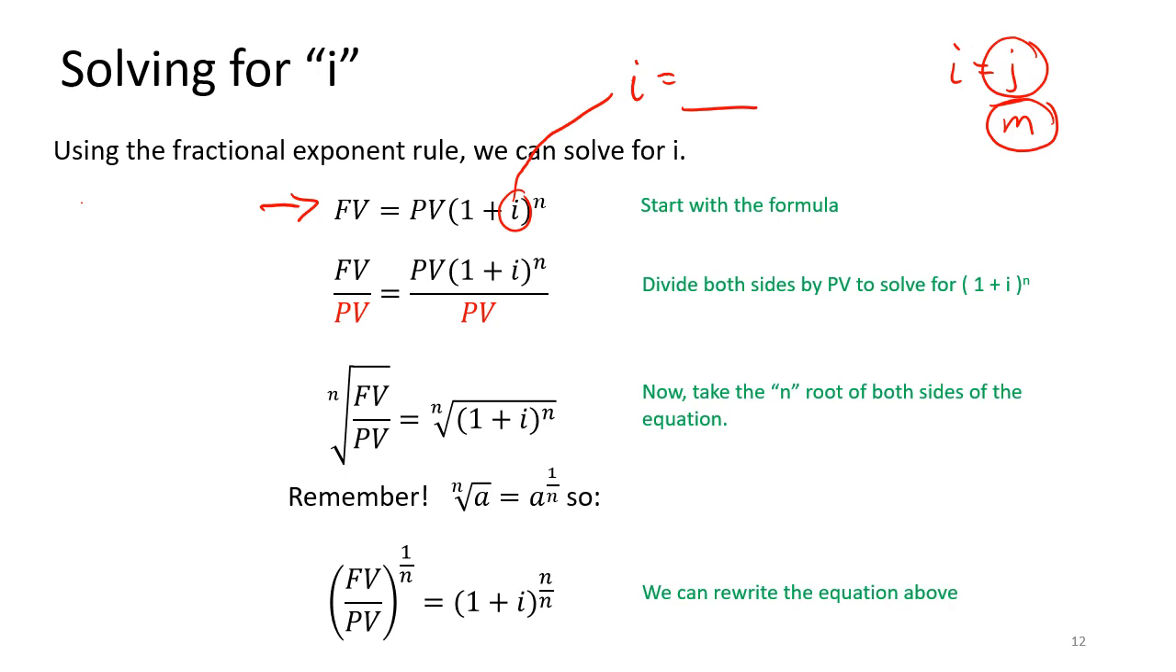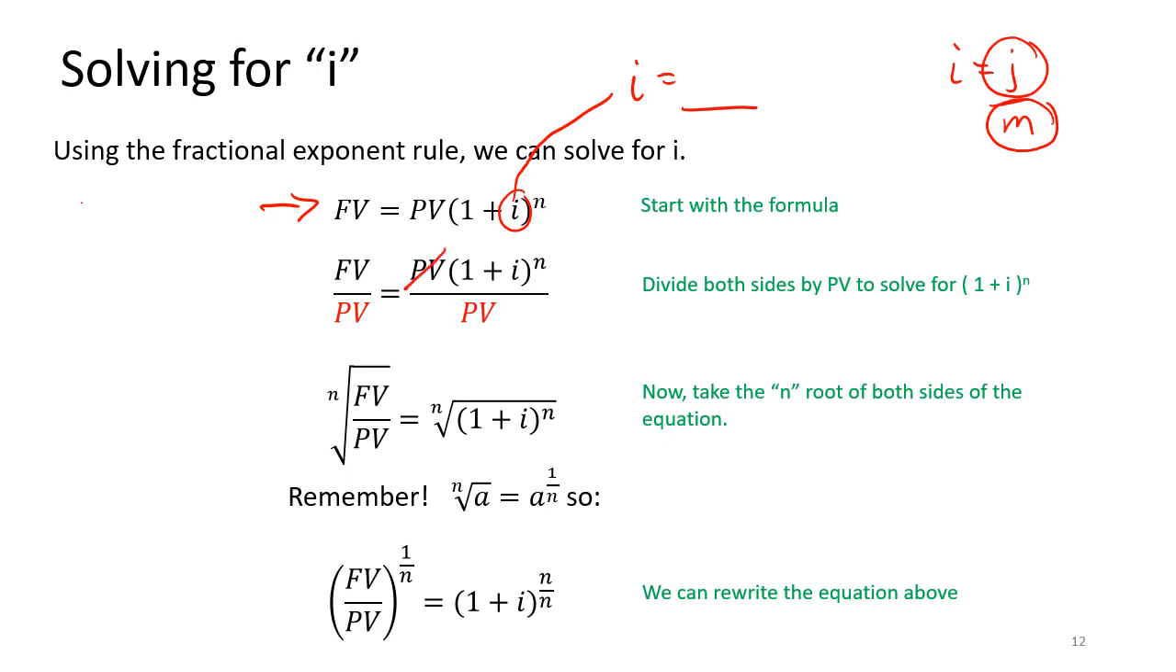So what I'm going to do first is the easiest step. The first item I'm going to remove is present value from the right-hand side of the equation. And to do that, I'm going to divide both sides by PV. Remember, what you do to one side of the equation, you have to do to the other side of the equation.